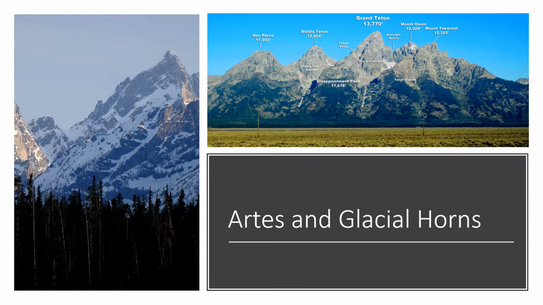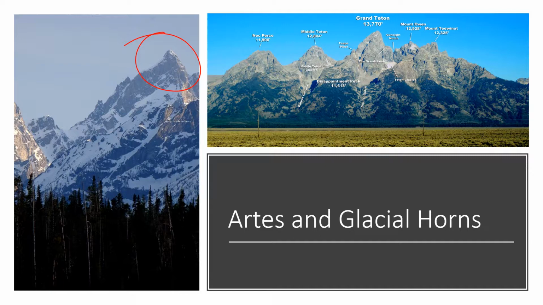Some other features that you'll see in a landscape affected by glaciation are glacial horns. Glacial horns are mountain peaks which have been formed by the scouring effects of glaciers moving around and taking a mountain and filing it down to a sharp point.